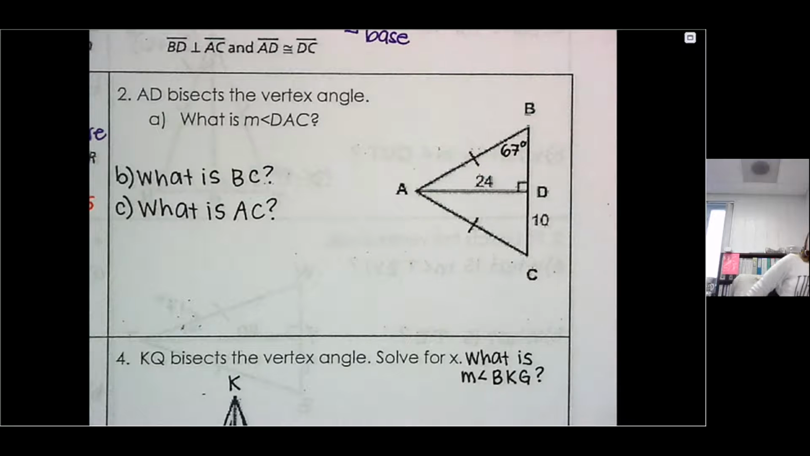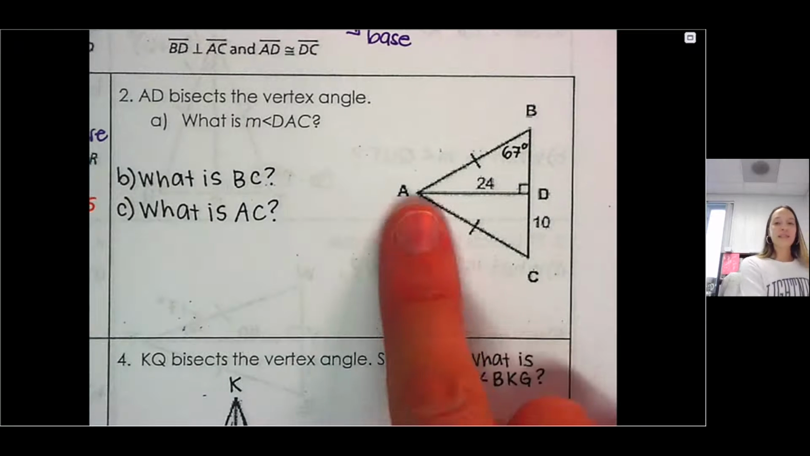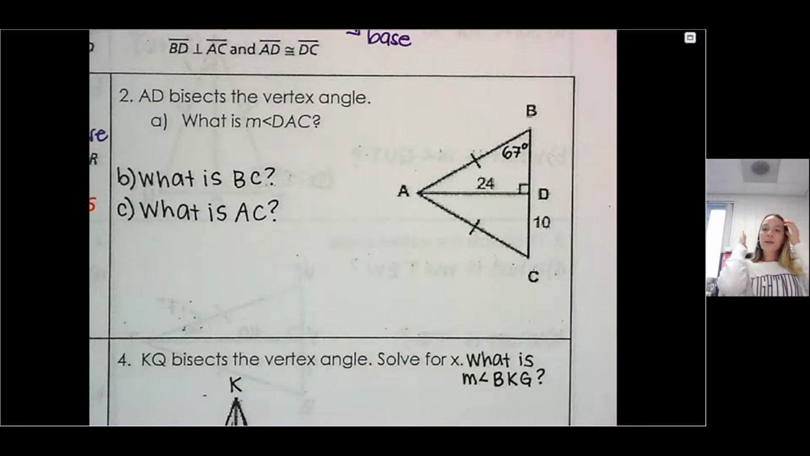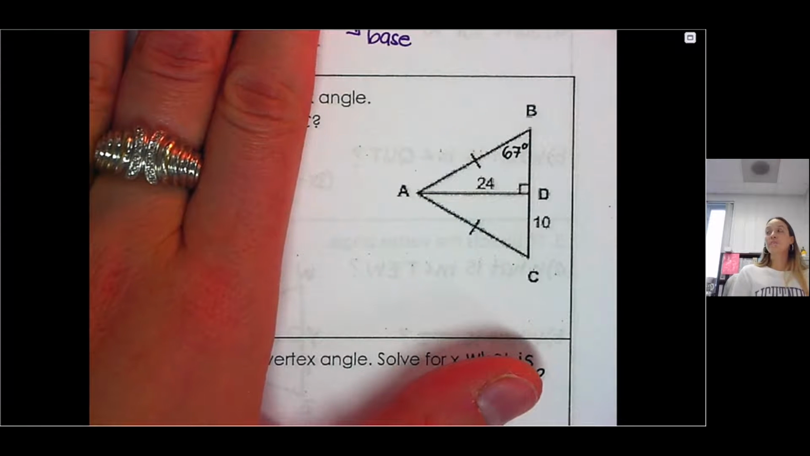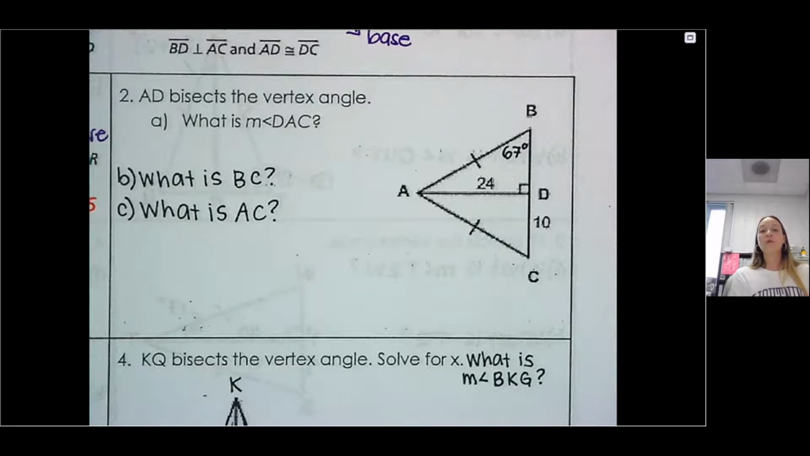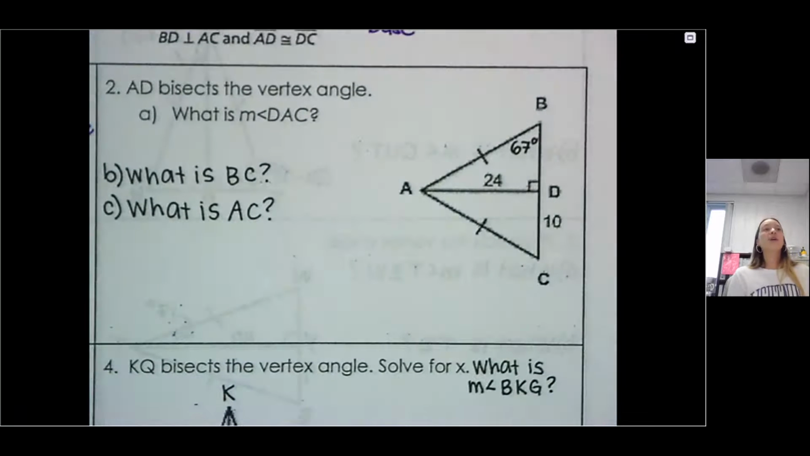All right, so it says AD bisects the vertex angle. So here's AD right in the center. It is cutting my triangle in half. So there are definitely some things before we even look at the questions. There are some things that we can mark in our picture, right? So things that are not marked for me right now, but that I can mark in. Who can give me something that we can definitely mark in this picture? Chelsea, what do you think?